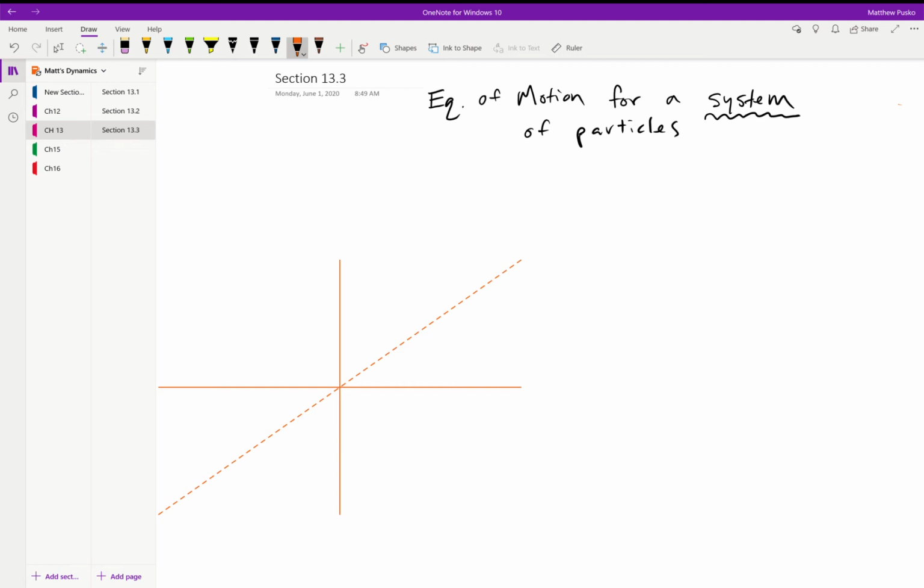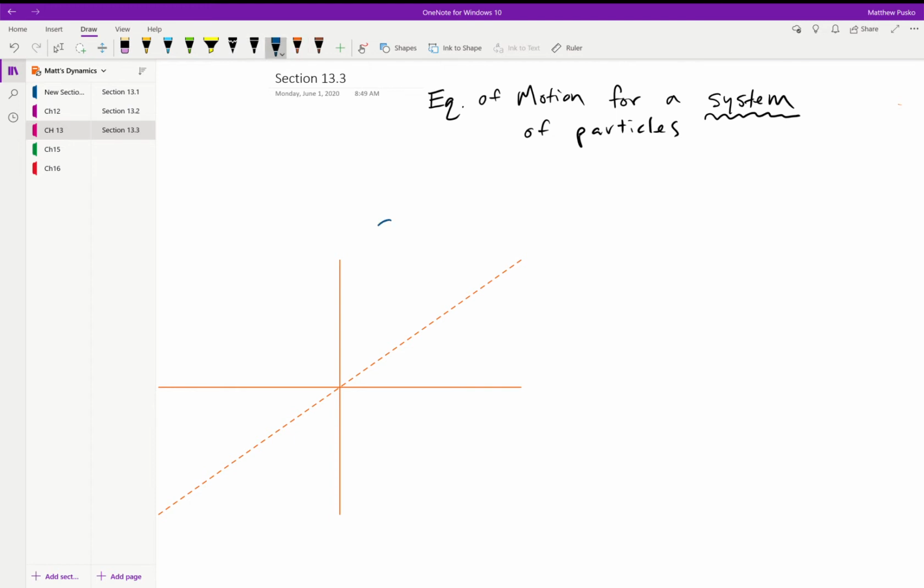Okay, let's look at 13.3, equations of motion for a system of particles, system being the key word here. I'm going to read some excerpts from the chapter. It's actually a pretty short chapter. So the equation of motion will now be extended to include a system of particles, and these particles are isolated within an enclosed region of space.